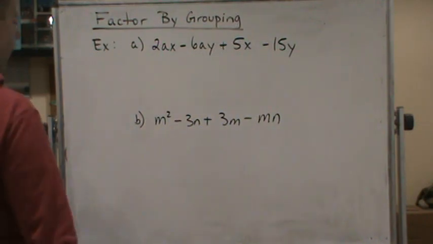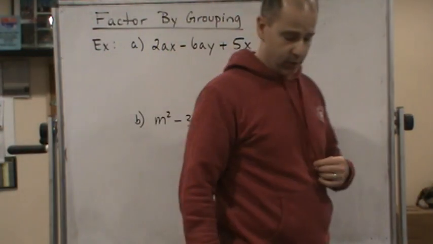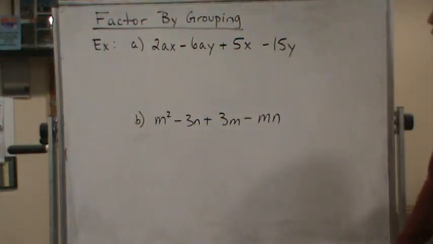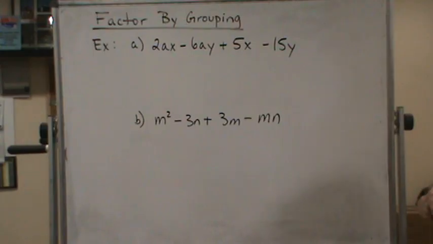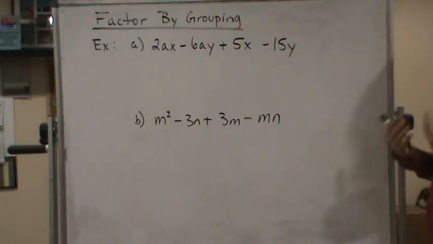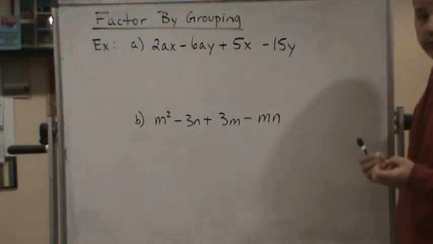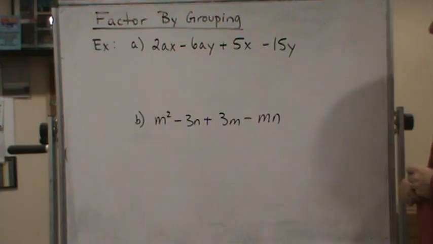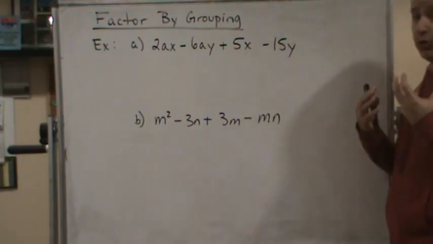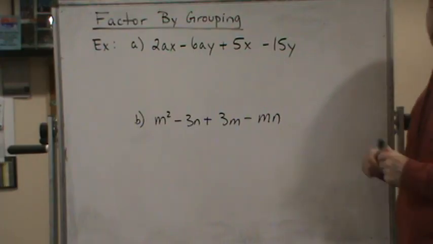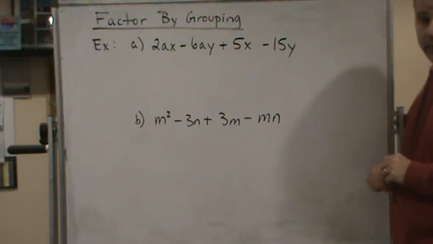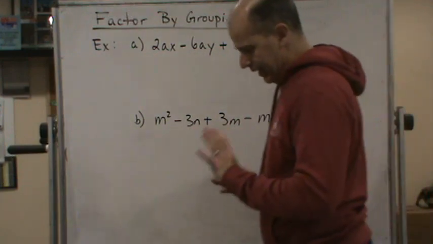All right, welcome back. Now we're going to talk about factoring by grouping. Factoring by grouping means that we're going to group terms together and factor out the greatest common factor from each of the two groups that we construct. Our goal is that when we do that, we should get another greatest common factor that we can factor out. So let me show you.